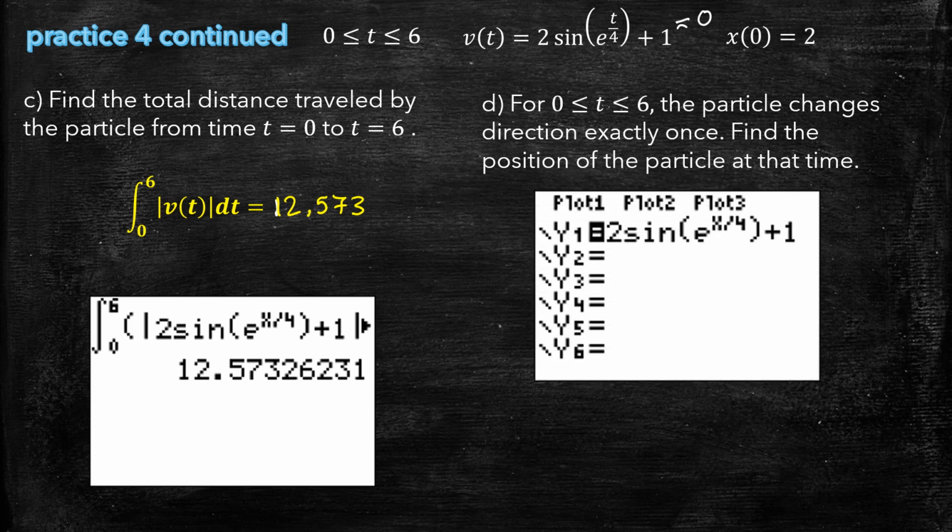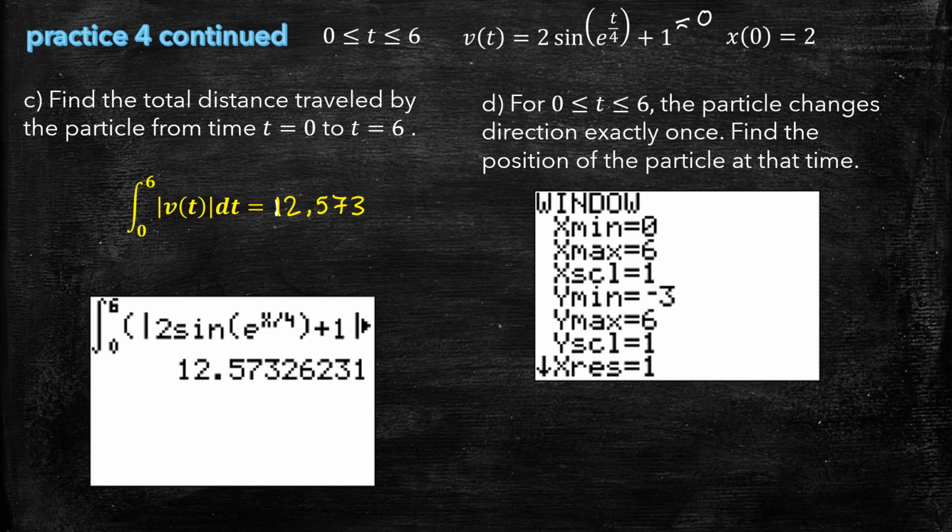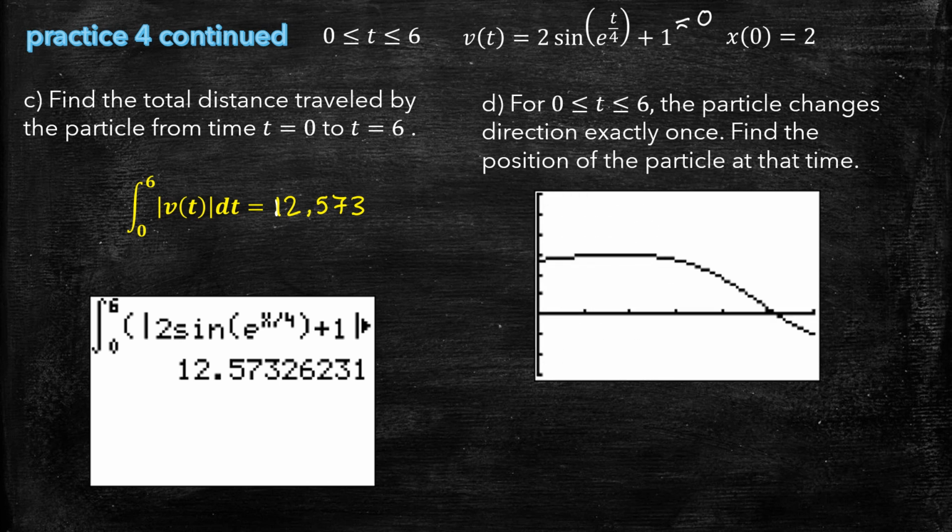First of all, you would want to type it into y equals, and then graph it. This is the window that I chose. My x min is 0, my x max is 6, because that's the time interval. You might have to play around with the other values to get a graph that looks nice like this. Now we are trying to find when the velocity is 0, so we're trying to find the coordinates of that point.